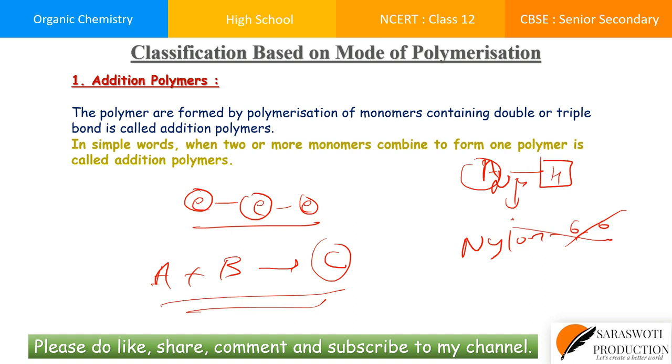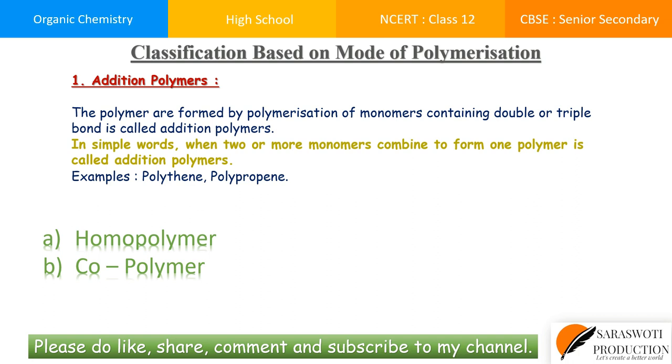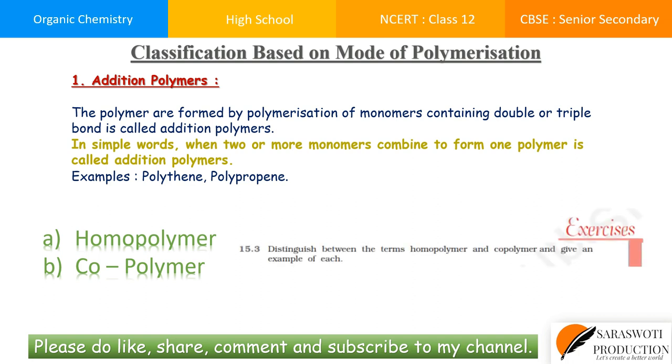So hope you understood what it basically means: when two or more monomers of the same type or different type combine to form one polymer, it is called addition polymers. Okay, examples: polythene and polypropene. Fine, we have seen polythene, we're going to see polypropene soon as well. There are two types, homopolymer and copolymer. The question could be something like, distinguish between the terms homopolymer and copolymer and give an example of each. That's how they could ask the question in the exam.